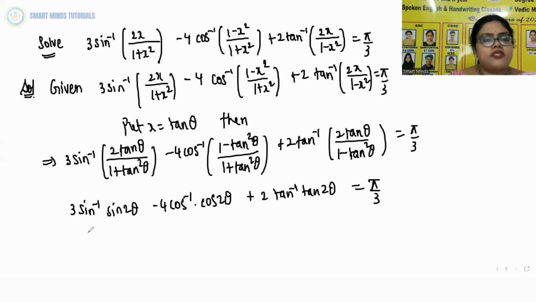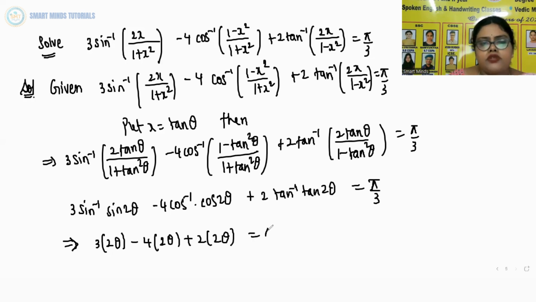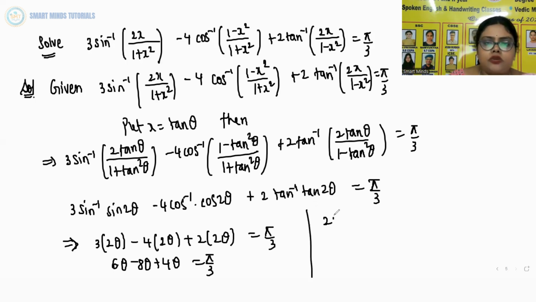Now sin inverse will be cancelled, cos inverse will be cancelled, and tan inverse will be cancelled. So we will get 3 into 2 theta, minus 4 into 2 theta, plus 2 into 2 theta equals pi/3. So this is 6 theta - 8 theta + 4 theta = pi/3. 6 plus 4 is 10, 10 minus 8 is 2. So 2 theta = pi/3, so theta = pi/6.